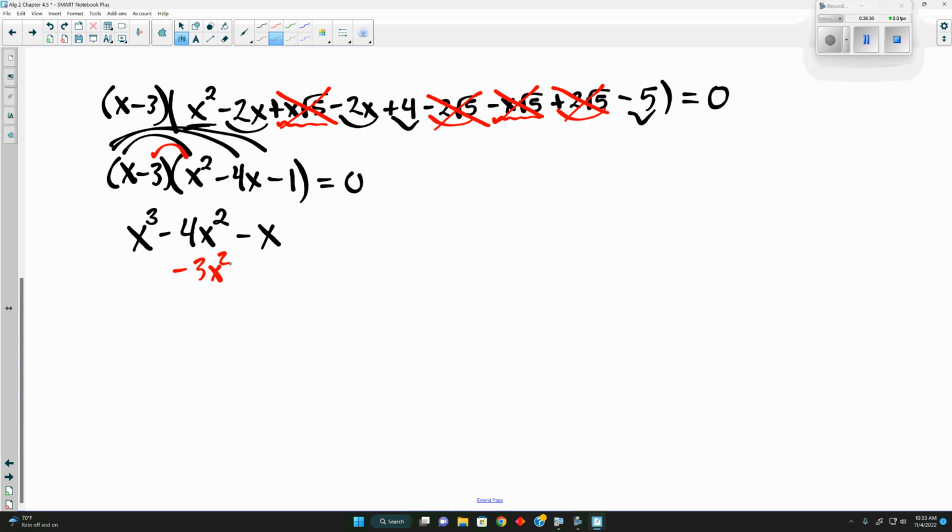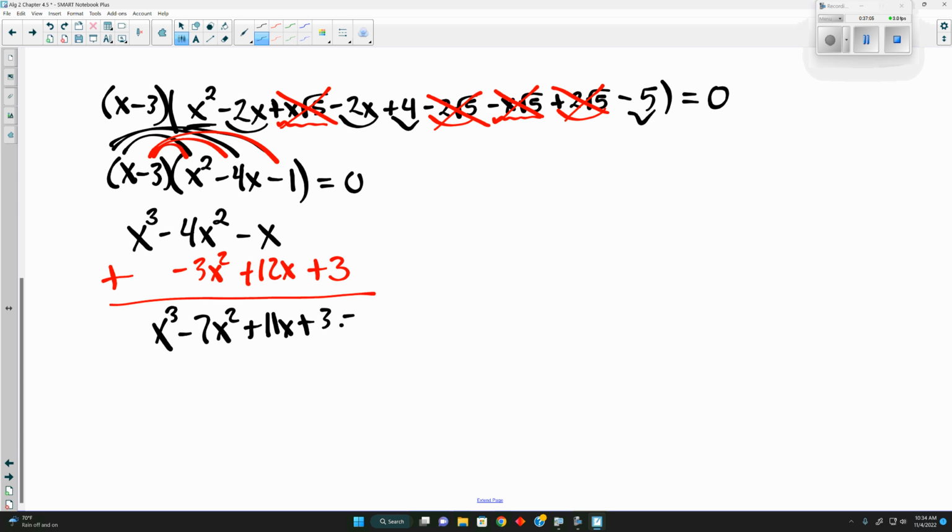We can write it out over here. I'll sometimes write it underneath it, especially if I'm multiplying, instead of having x minus 3, if we had x squared plus x minus 3, 2 quadratics, I'll stair step it out so I can keep all the terms together. We can do negative 3 times negative 4x, which is plus 12x, and negative 3 times negative 1 is plus 3. Add straight down. So we have x cubed minus 7x squared plus 11x plus 3 is equal to 0, and that's it.